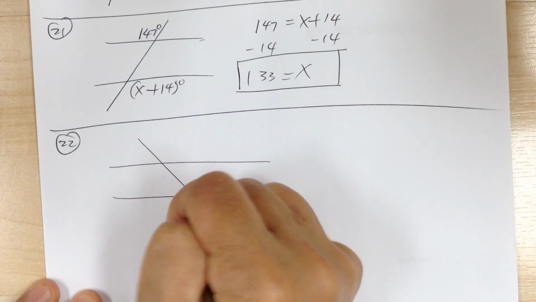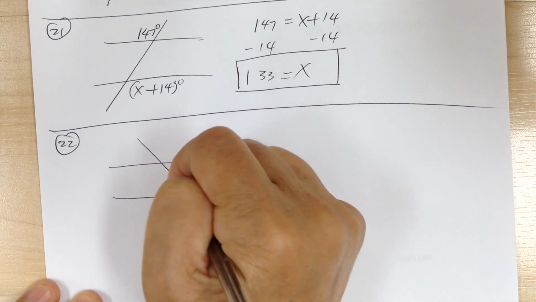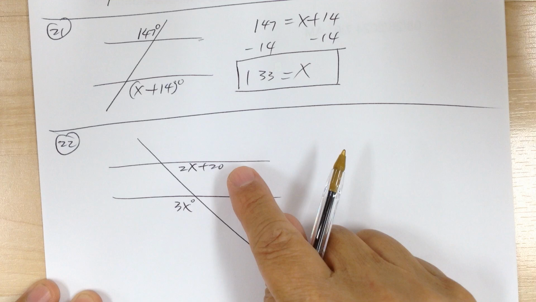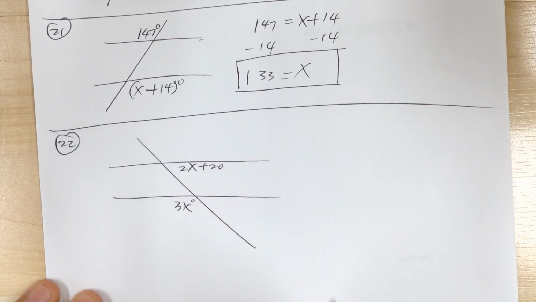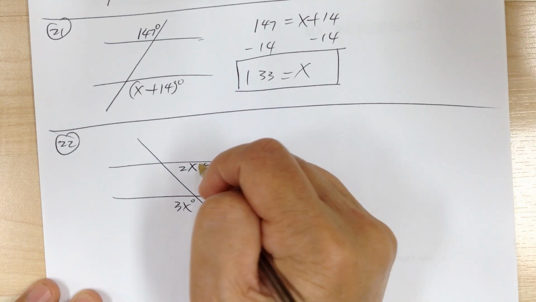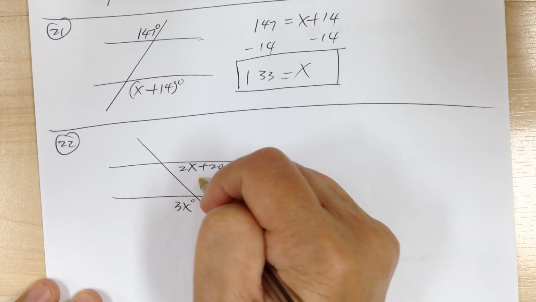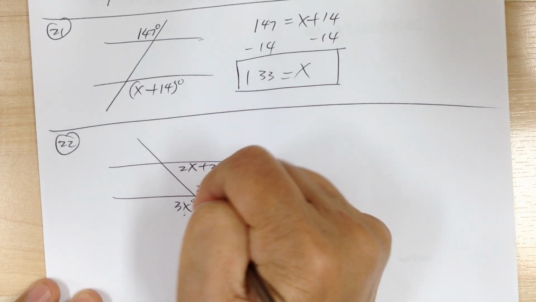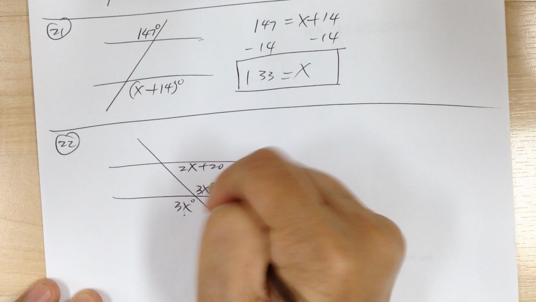22. Okay, so this is 3x degrees, and this is 2x plus 20. This one is a little bit more tricky, because these angles are not directly related, but first you have to apply the vertical angles. So if this is 3x, this would be 3x also. Apply your vertical angles.